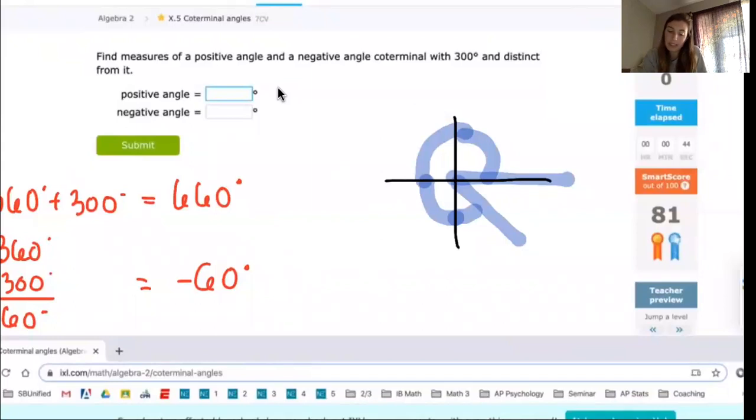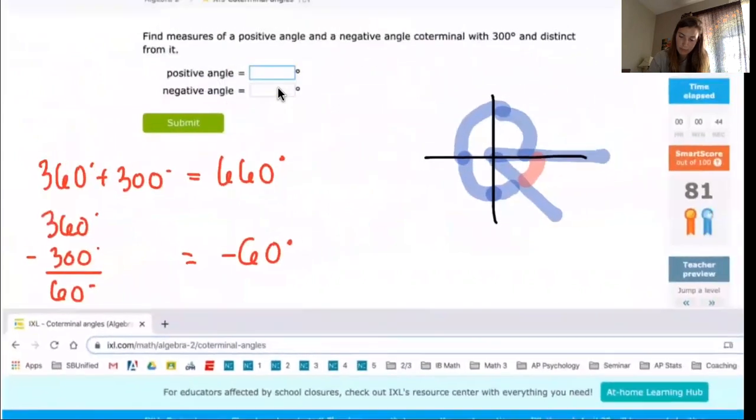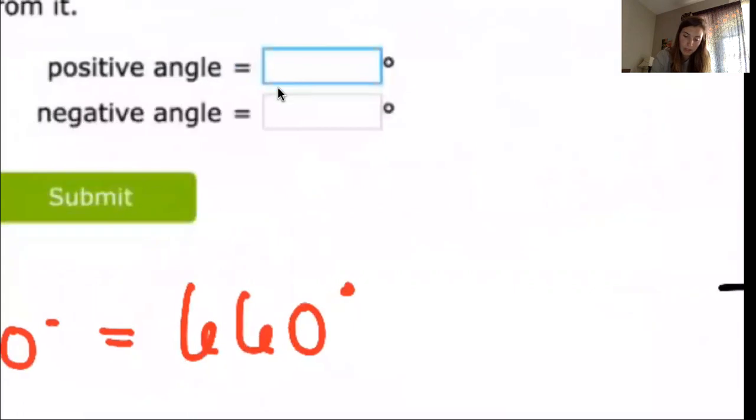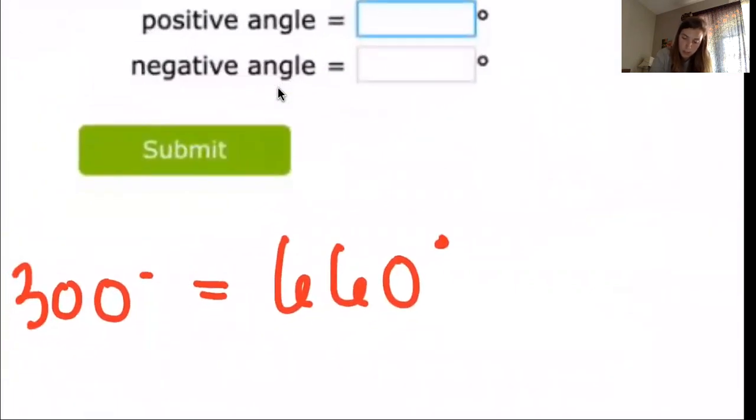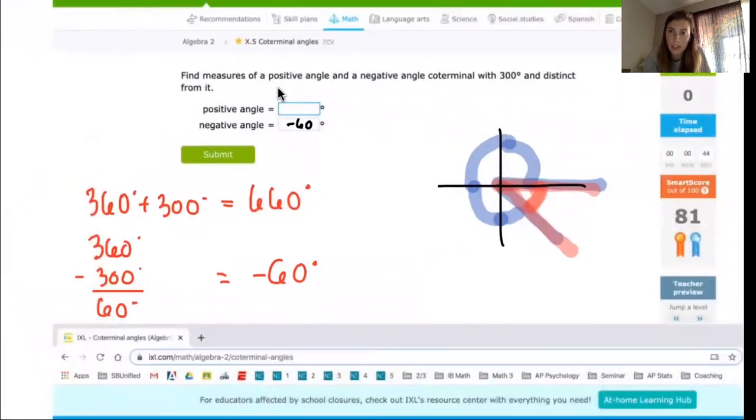So I could express this as a negative, right? The negative, I'll write it in red here, would be that much. So that would be negative 60 degrees. If I started here, I go 60 degrees in the negative direction, like this. That would leave me with the same angle. So my negative angle would be negative 60. That's the same thing as positive 300 degrees.